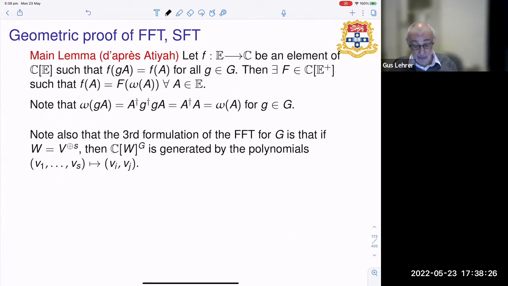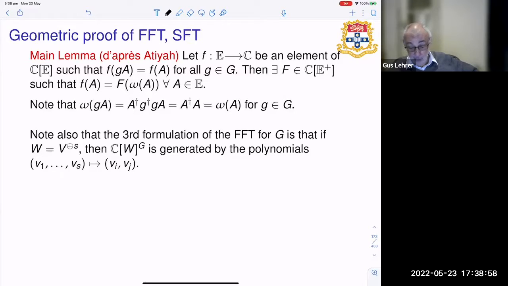Yes, now let's observe that the third formulation of the first fundamental theorem for G is that if you take a direct sum of copies of V, then take the coordinate ring of that space, then the invariant functions are generated by the quadratic polynomials, which are given by taking inner products.